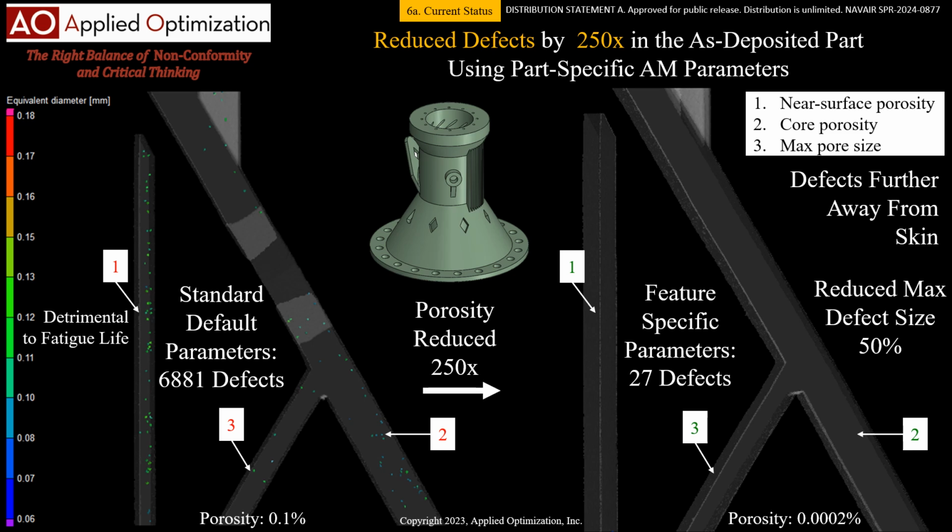The part produced using default parameters was 99.9% dense, and the part produced using parameters predicted by AMP² was 99.9998% dense.